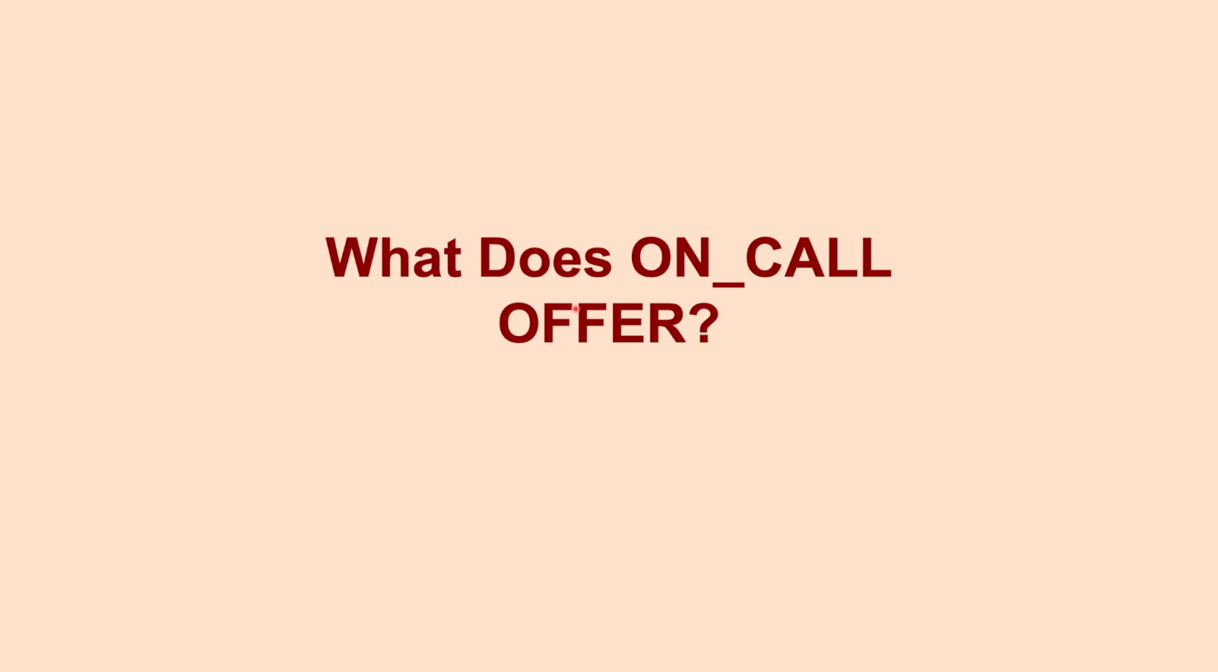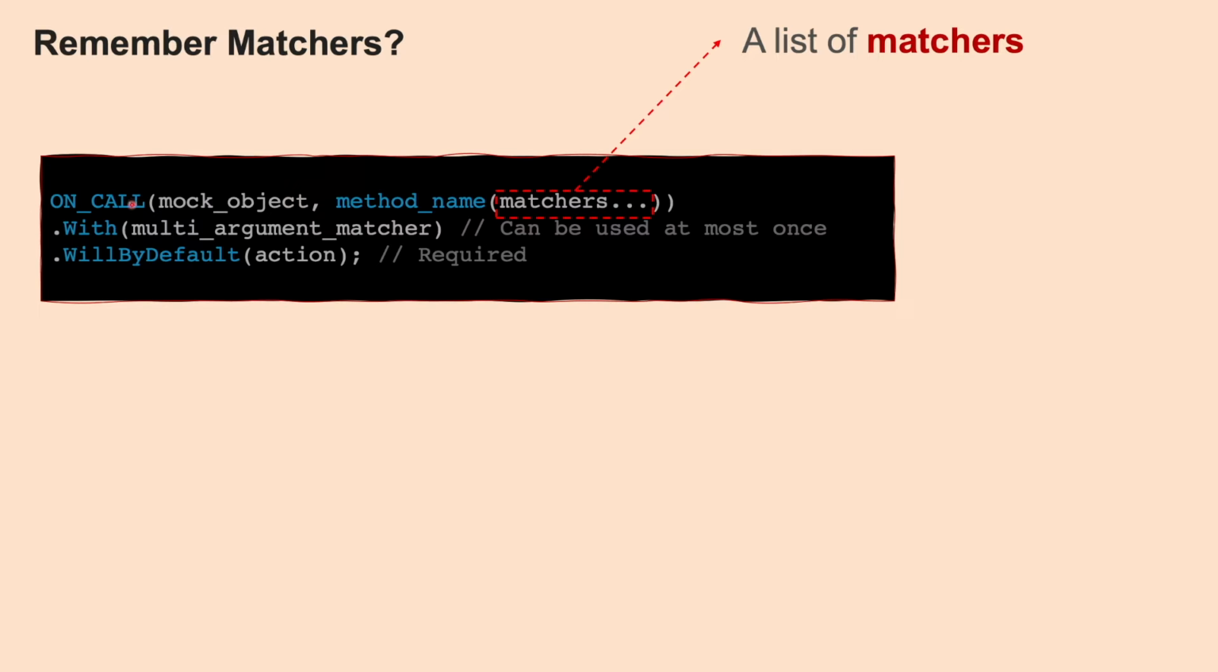Now let's focus on what else this onCall macro offers. This shows the general form of the onCall macro. It takes the mock object as the first parameter, and the second parameter is the name of the mock method, followed by its arguments. Now for its arguments, you can use GMock matchers. Remember GMock matchers from the second video. If you don't remember, I will show you some examples, but for details, please refer to that video.